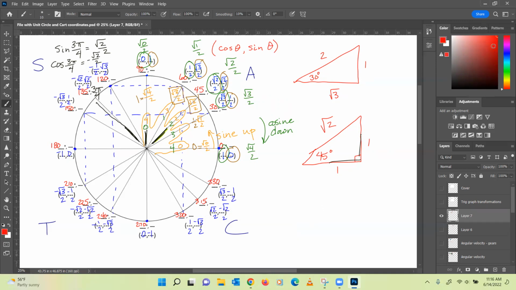I'm going to look at sine. As we rotate around the circle, what happens to the sine values? We start at 0, go to a half, root 2 over 2. Now remember, root 2 is about 1.4, so divide that by 2 is about 0.7. Root 3 over 2, that's about 0.86, up to 1.